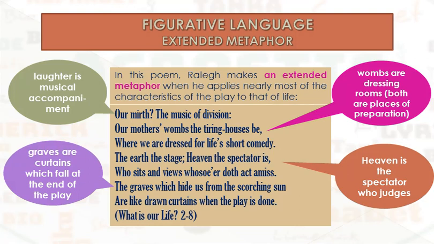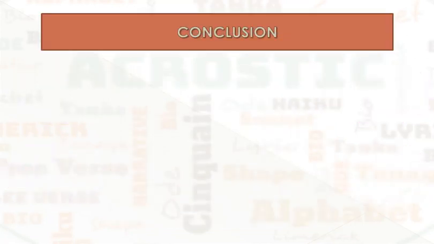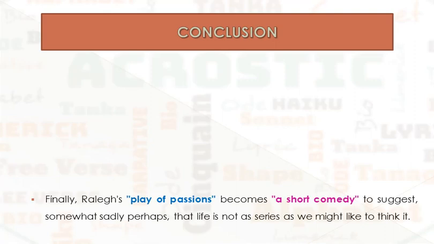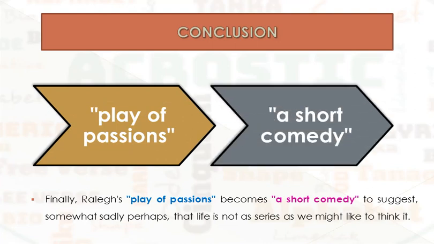The graves which hide us from the scorching sun are like drawn curtains when the play is done. On their part, graves are like curtains which fall at the end of the play, meaning the end of our life in this world. In conclusion, Raleigh's play of passion becomes a short comedy to suggest somewhat sadly, perhaps, that life is not as serious as we might like to think it.